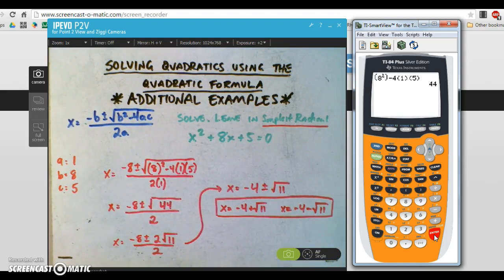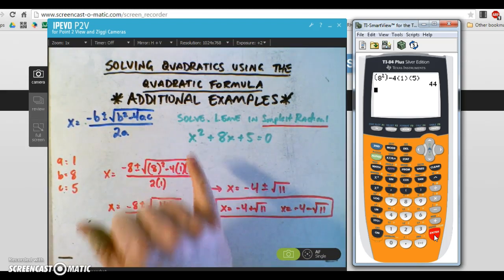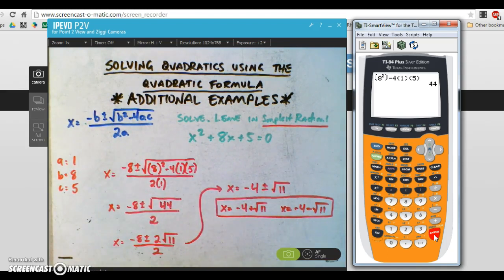And to check this, well, let's be honest, one response would be, okay, take this and plug it in for x. That's going to be pretty hard to plug in for x. Negative 4 plus radical 11. That's going to be kind of hard. So let's check this using the calculator in a different way. Let's go to the y equals, clear out anything that's there. Let's put our original in, x squared plus 8x plus 5. And then let's go to the graph of this.